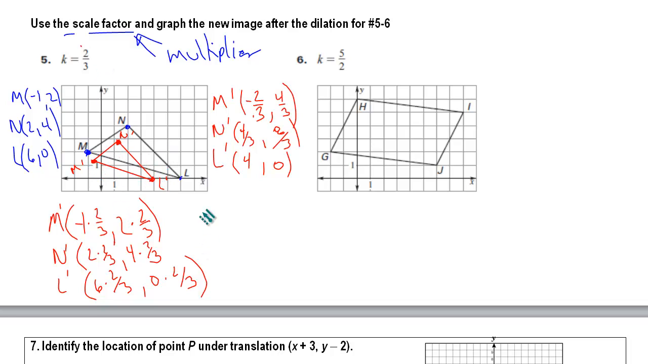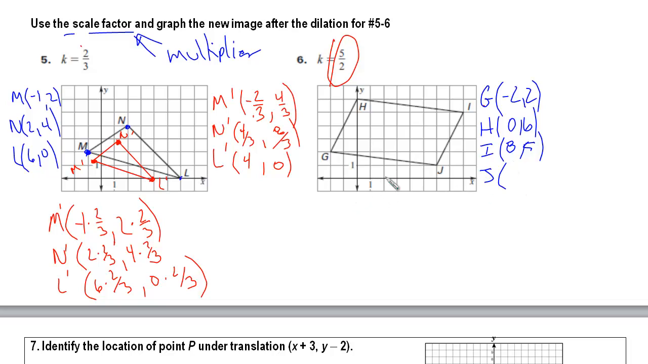So you just multiply by the scale factor. And we'll do the same thing here by 5/2. So I take G. Let me switch back to blue here. G is -2, 2. H is 6, 0. I is 8, 5. And J is 6, 1.